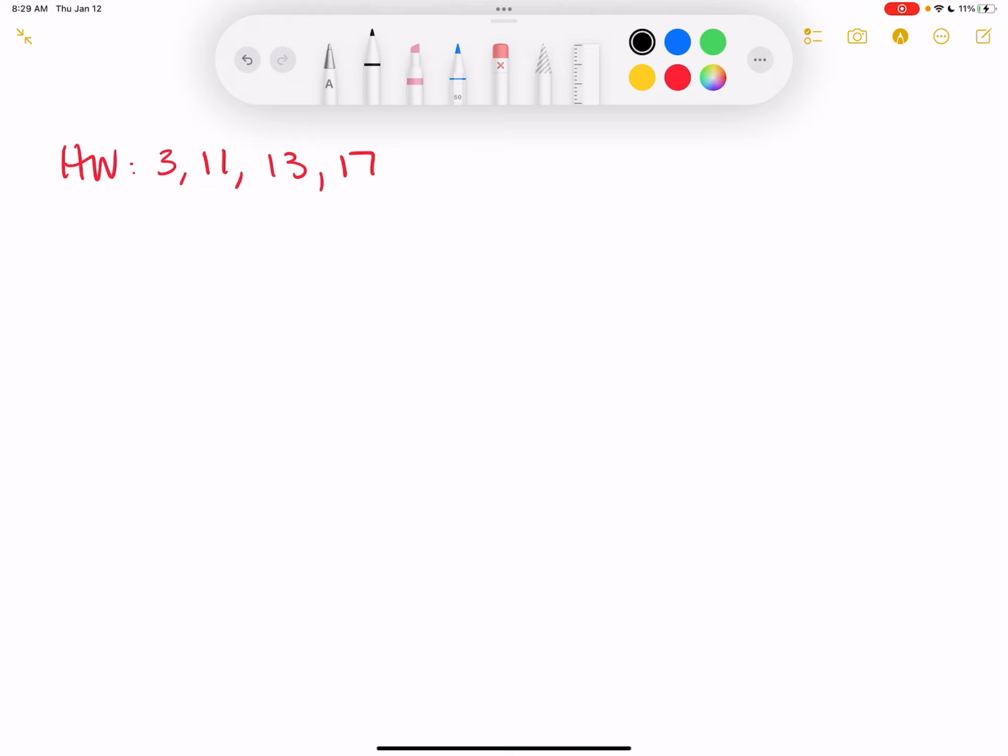For all of these problems, the triangle is going to look like this. They actually give you a triangle. So you're going to have angle A, B, and C.